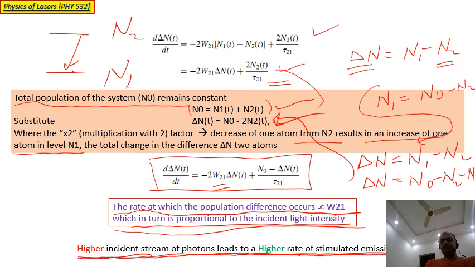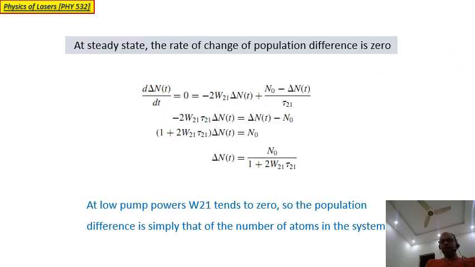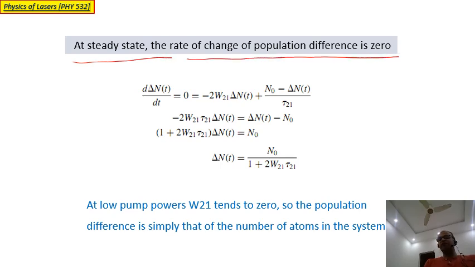Now if we move further, at steady state, the rate of change of population difference is 0. At steady state condition, the rate of change of population difference is zero. The populations are going up and down, but the difference at steady state is 0.